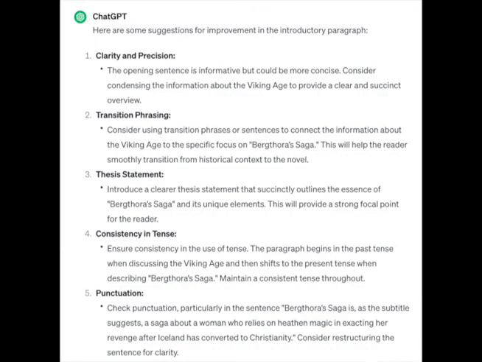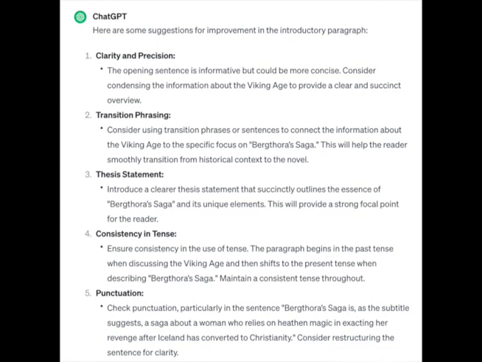So I'm going to go through these one by one and talk about the usefulness of each suggestion. So number one, regarding clarity and precision, the opening sentence is informative but could be more concise. Consider condensing the information about the Viking Age to provide a clear and succinct overview. I'm not quite sure what it is suggesting here. Also, when I asked it to rewrite it based on its suggestions, it generated pretty much the same text that I fed into it.